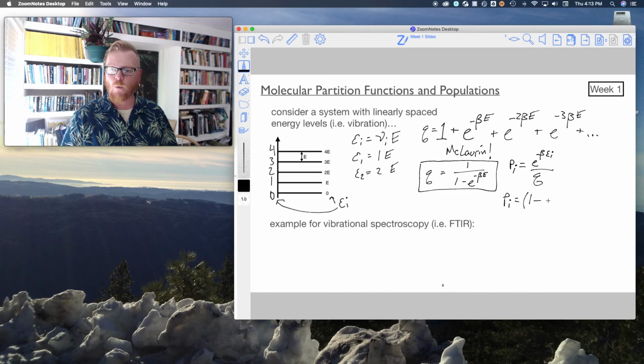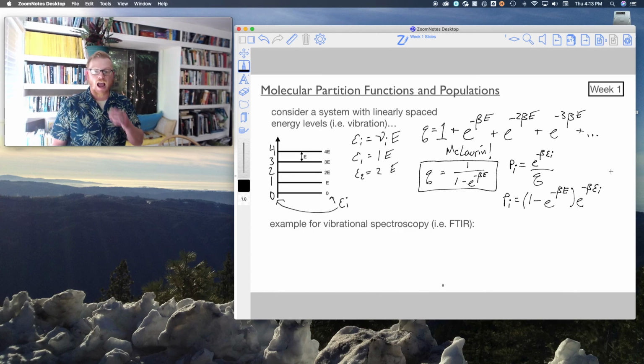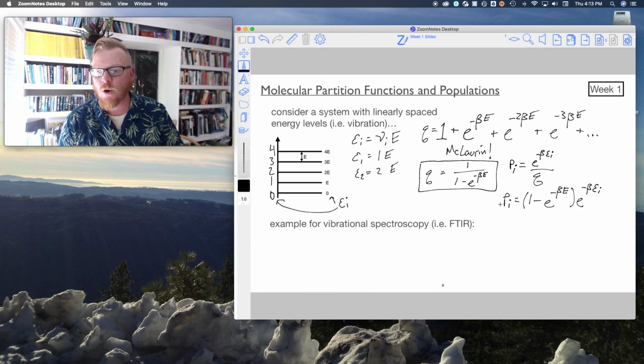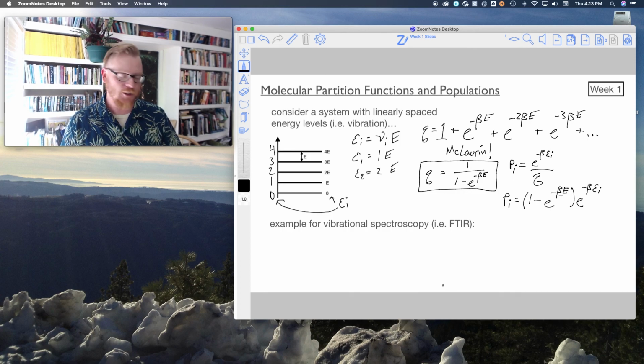I get 1 minus e to the negative beta E, big capital E, times e to the negative beta, and then I'm going to use this little lowercase nu times E. Because that allows me, whatever state I want to know about, the second, third, or fourth state, to plug that value in here. But this remains as e to the negative beta nu E, excuse me, beta E.